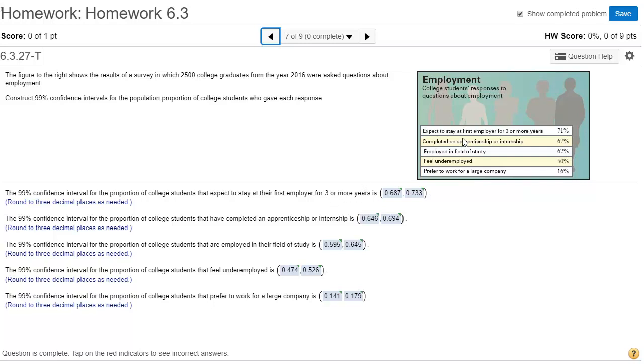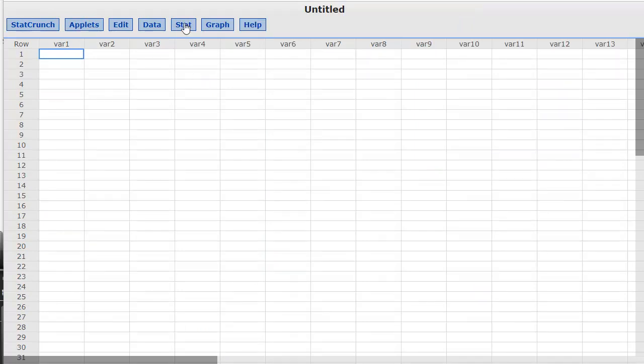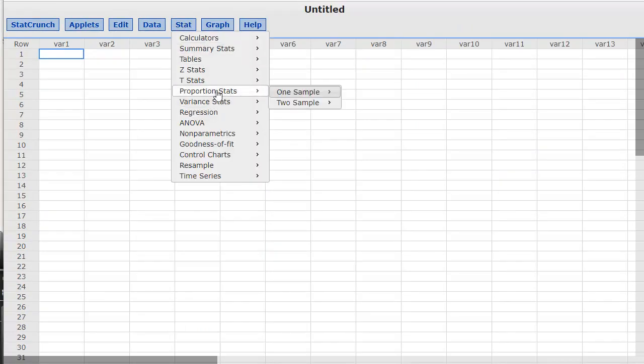Now I know from the survey that the ones who expect to stay for 3 or more years is 71%. Now this is 71% of the 2,500. So what I would do is take out a calculator, multiply 0.71 times 2,500, and that'll tell me out of how many people I would have as a success. Alright, so I did that on my calculator and I get 1775.